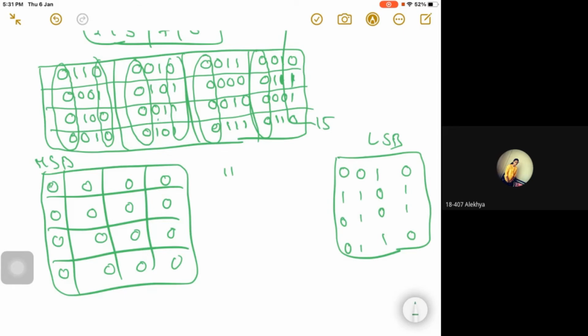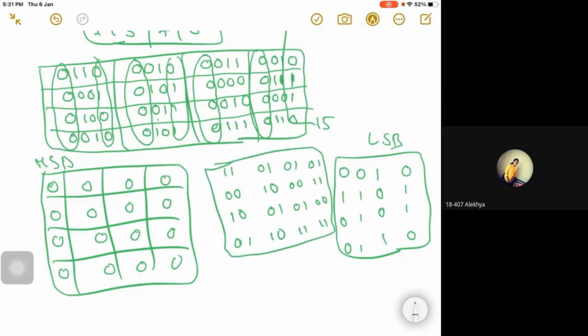Next in second column, 0 1 1 0 0 1 1 0. Next in third column, 0 1 0 0 0 1 1 1. Next in fourth, 0 1 1 1 0 0 1 1. So the remaining 2 bits you can write as middle, or you can separate them as middle 1, middle 2 also. If you write the 2 bits separately, that also you can do.